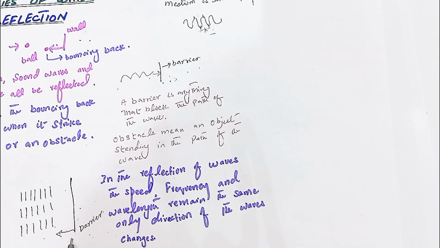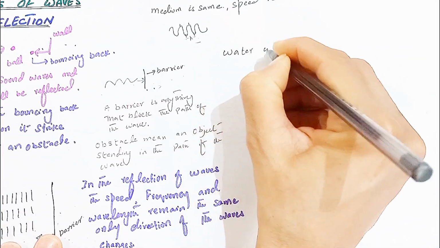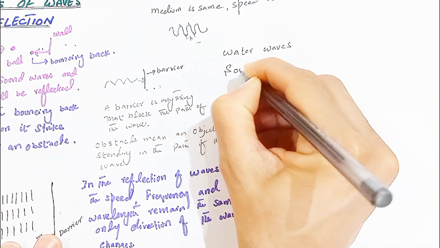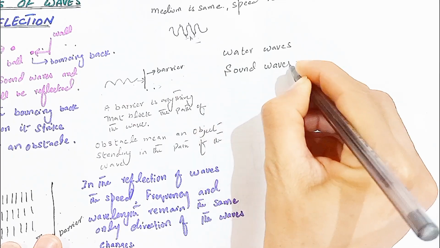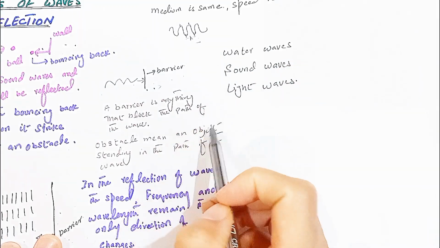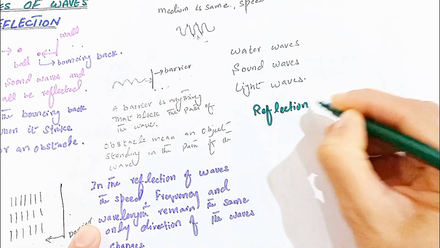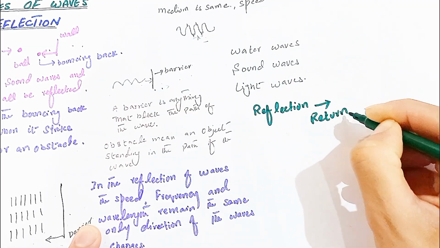Reflection is not only for the plane wave, it also happens for the circular wave. When the circular wave hits the barrier, it is also reflected and bounces back. We can observe reflection in water waves, sound waves, and light waves. These are real life examples where we can observe reflection. Reflection means the return of the waves.